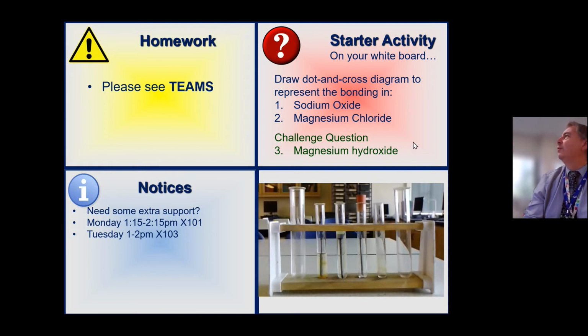Right, so what you need to do is start by thinking about some dot and cross diagrams. You could have a go at that. You could stop the video if you need to. But if you're happy with that, we'll just move on. Trying to draw magnesium hydroxide is a bit more of a challenge because we've got a compound ion there, the hydroxide. Okay, so let's move on.